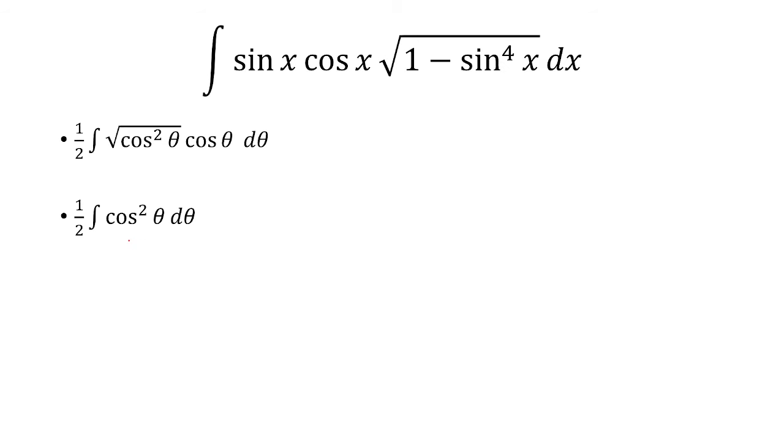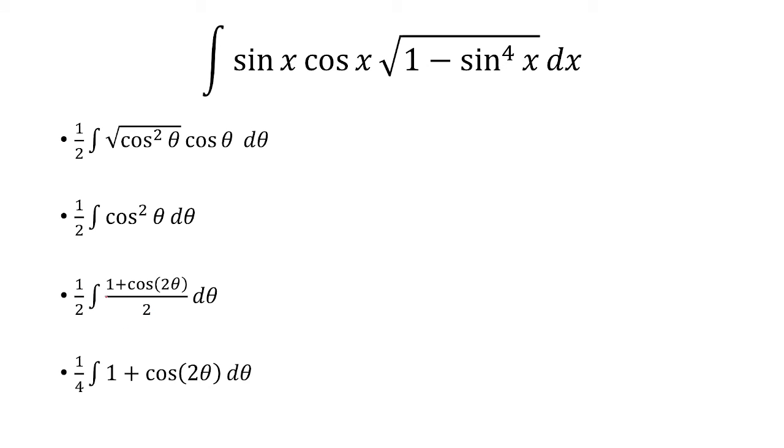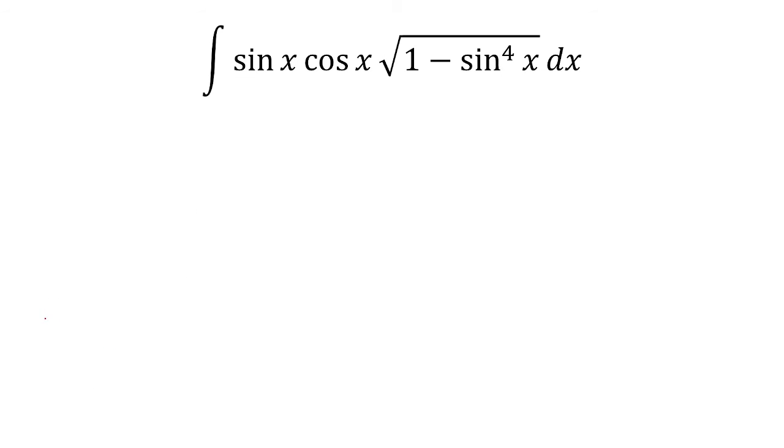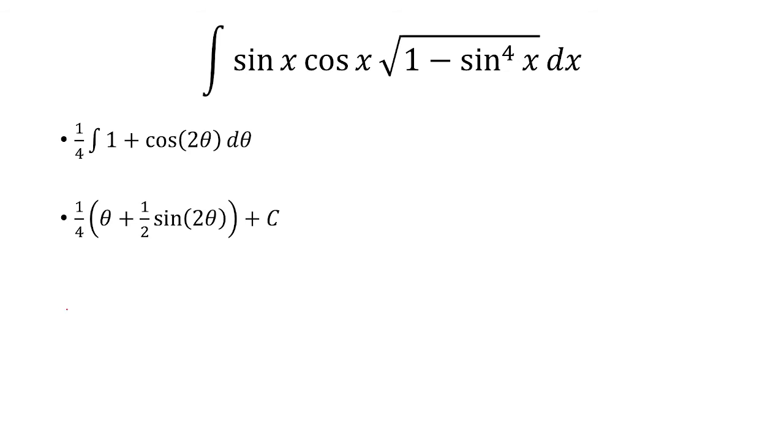Now I'm going to rewrite this in terms of 1 plus cosine 2 theta over 2. So this is just a trig identity. And I can factor out the 1/2, so that'll be 1/4 outside. And then the integral of 1 plus cosine 2 theta d theta. I can integrate the 1 to be theta. Cosine 2 theta becomes 1/2 sine 2 theta. And then plus a constant c.